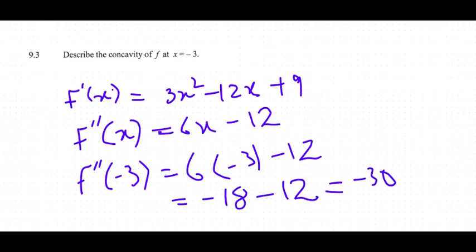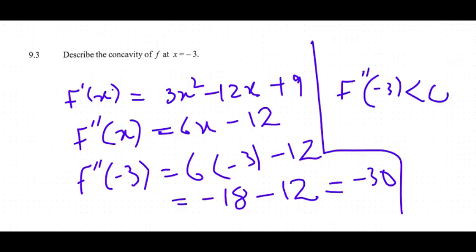So the conclusion of this question is that since we have a negative value, minus 30, f double prime of minus 3 is less than 0. So the graph is concave down. The graph will be shown concave down at x equals minus 3.